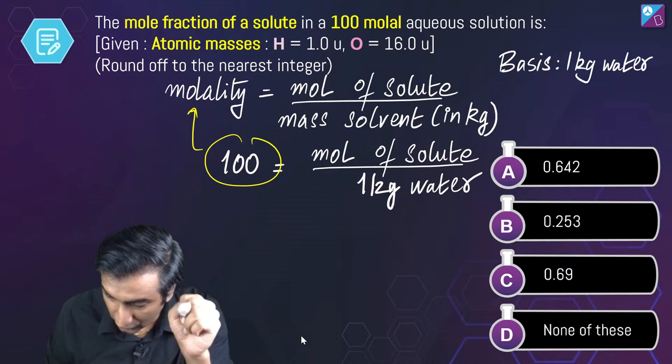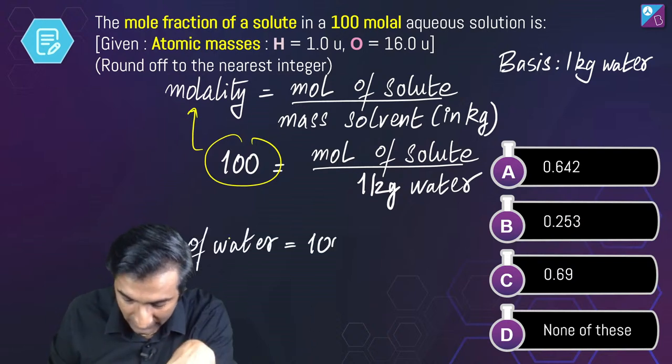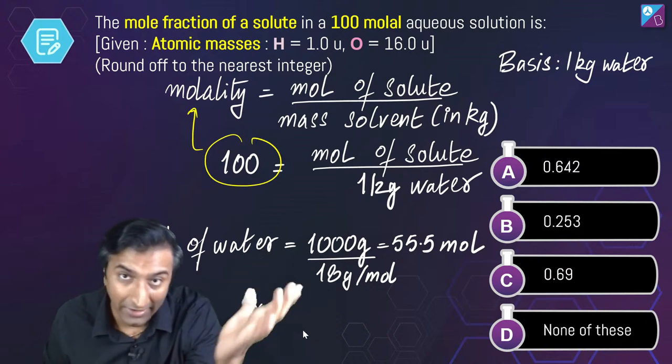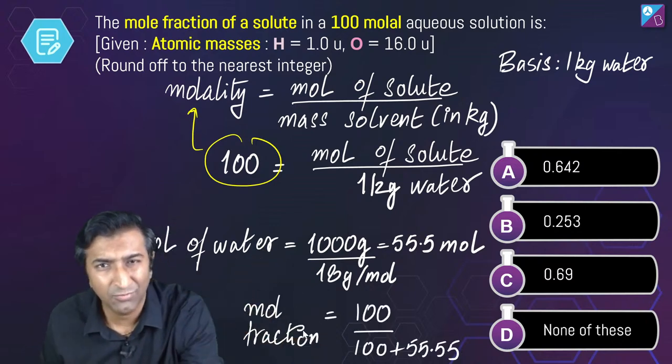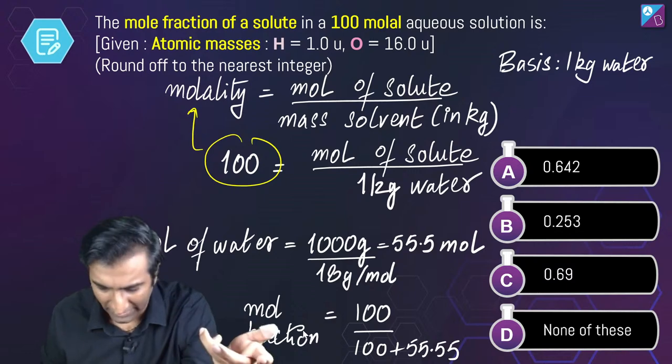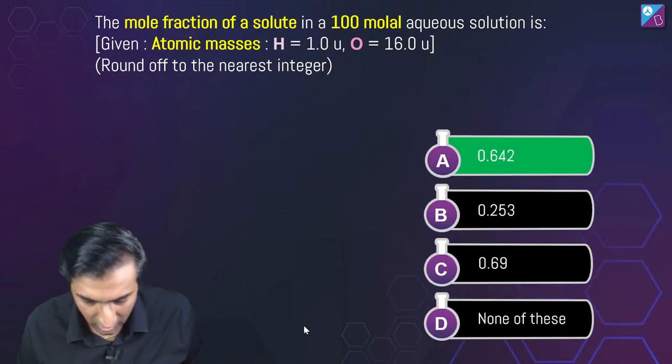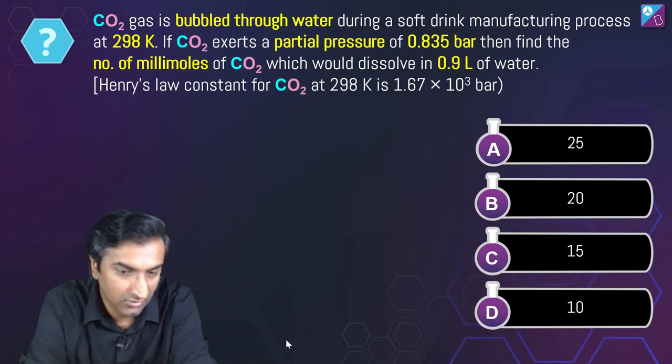Okay. So, now, mole of water kitne honge? 1000 by 18. That is simply 55.5. So you do 100 by 155.5. That's approximately 2 by 3. 2 by 3 is thoda kam ho gaya na. So 0.65. Bas khatam. That's the answer. Let's move on to the next question.